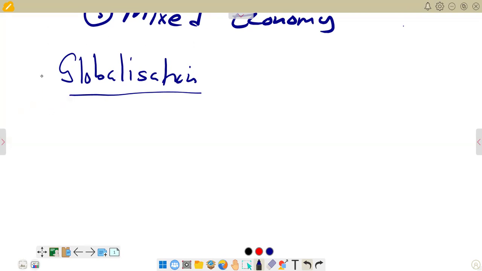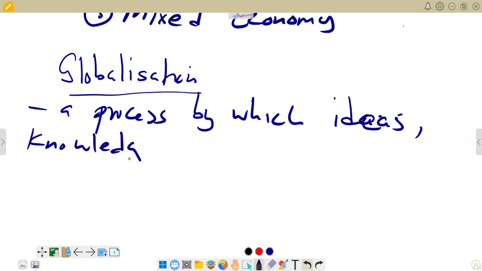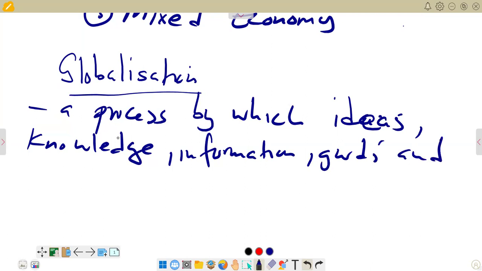So we can just put it down and say it's a process by which ideas, knowledge, information, goods and services are spread around the world.